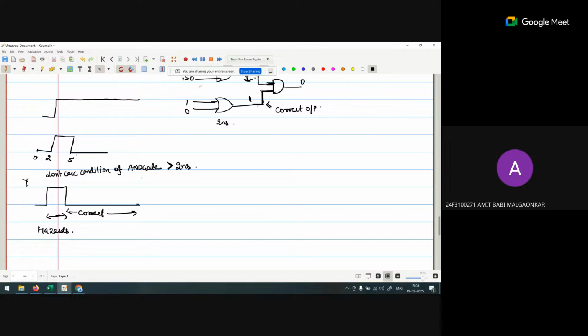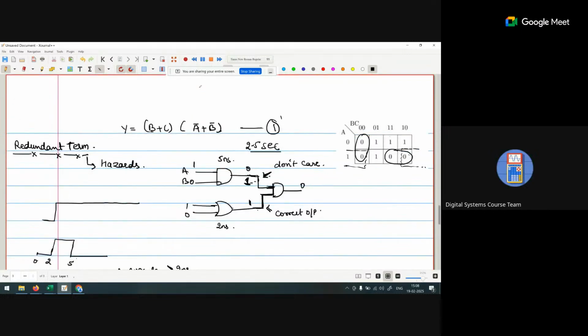To avoid this, we add this redundant term so that this delay will be increased, so that the 2 nanosecond delay will be taken by them. If we add one more gate here, this gate will take some delay, like a buffer kind of, 5 nanoseconds. So we get the correct output at 7 nanoseconds here and 7 nanoseconds here, to avoid this hazard condition, that is the unwanted or not matching output.